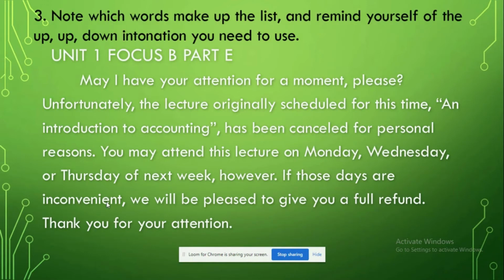Third, note which words make up the list and remind yourself of the up, up, down intonation you need to use. In this paragraph, the list is Monday, Wednesday, or Thursday of next week.